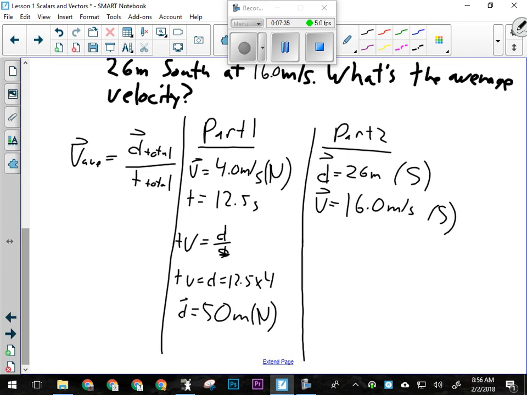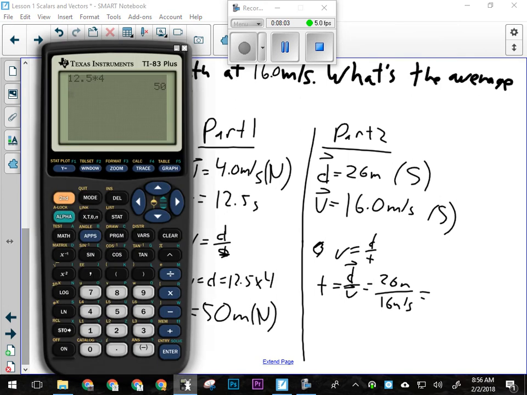All right. In the second part, I don't have the time, and I need to have the total time. So I've got to have the displacement for both parts and the time for both parts. So can I find the time in part two? Again, V equals D over T, and I'm going to solve for T. So T equals D over V. That's going to be 26 meters divided by 16 meters per second. All right, so that's going to take 1.625 seconds.